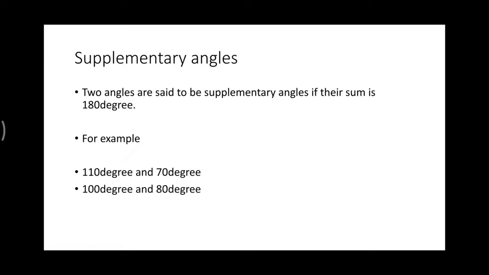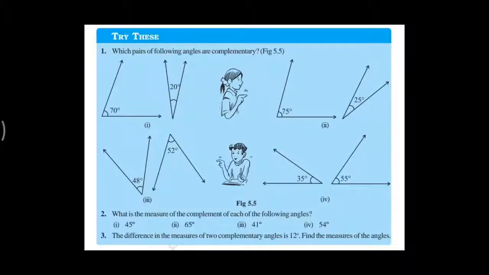Now we have the knowledge of what are complementary angles and what are supplementary angles. Now we can do Try These 1 and 2. This is Try These 1. Which pair of the following are complementary? By the definition we have studied, the pairs of complementary angles have a sum of 90 degrees. In question number 2, what is the measure of the complement of each of the following angles? And question number 3, the difference in the measure of two complementary angles is 12 degrees. Find the measure of the angles. Then this we will solve now.